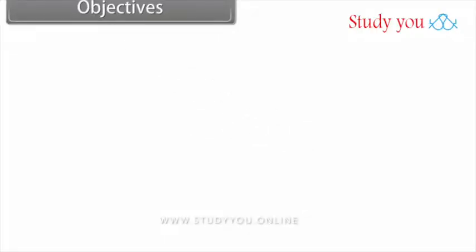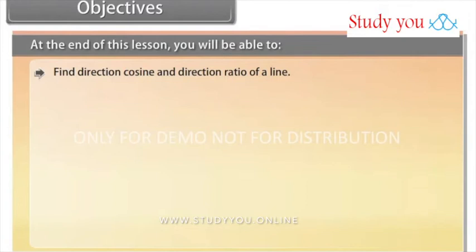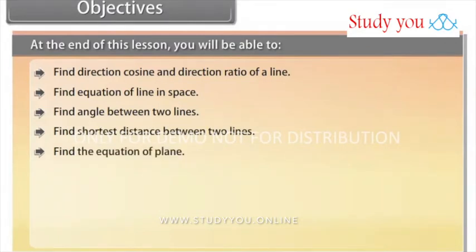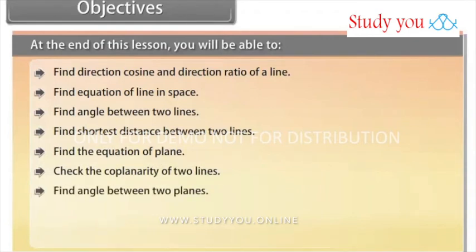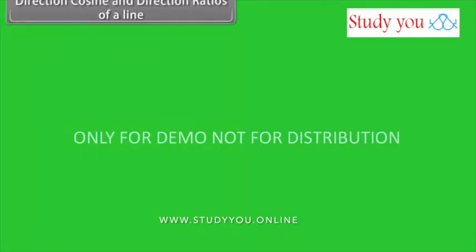Objectives. At the end of this lesson, you'll be able to find direction cosine and direction ratio of a line, find equation of line in space, find angle between two lines, find shortest distance between two lines, find the equation of a plane, check the coplanarity of two lines, find angle between two planes, find distance of a point from a plane, find angle between a line and a plane.